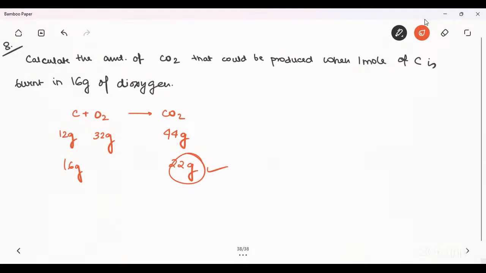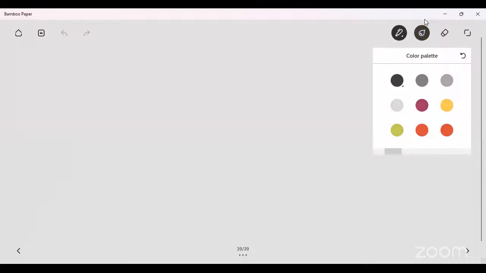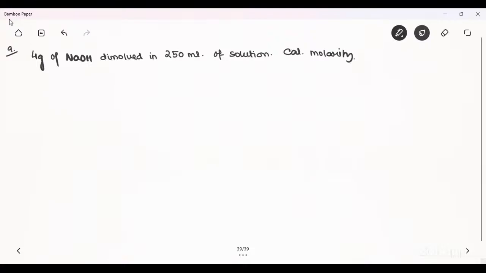Okay, one more question has been asked. 4 gram of NaOH dissolved in 250 milliliter of solution. Calculate molarity. So this is very easy. Just apply the formula and get the result.